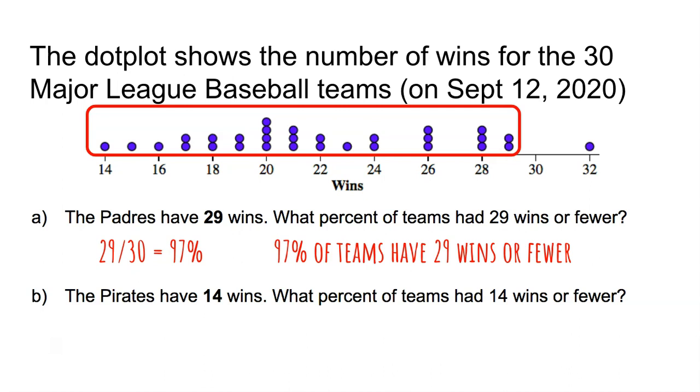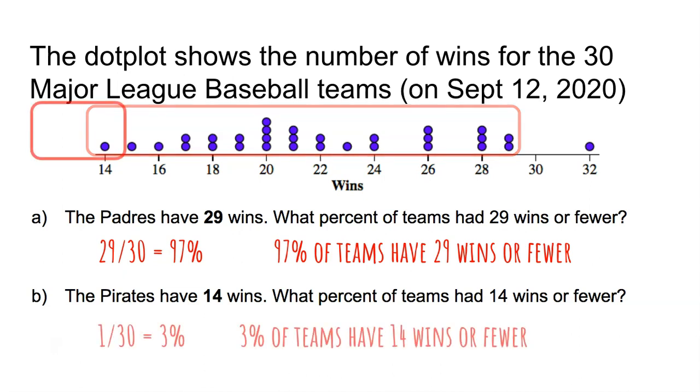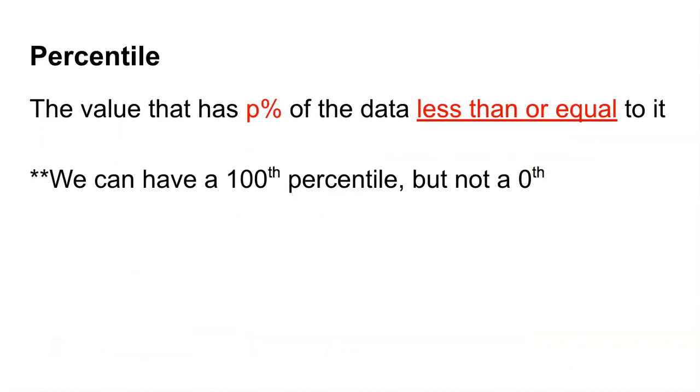Part B, the Pirates have 14 wins. My hometown Pirates aren't doing very well. What percent of teams had 14 wins or fewer? Well, out of the 30 teams, there's only one team that had 14 or fewer, and that's the Pirates. So we would say 1 out of 30, 3%. 3% of teams have 14 wins or fewer. So a percentile is the value that has p% of the data less than or equal to it. And based on this definition, we can have a 100th percentile, but not a 0th percentile.